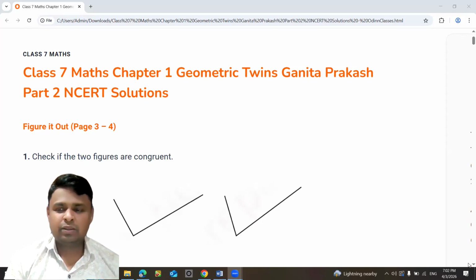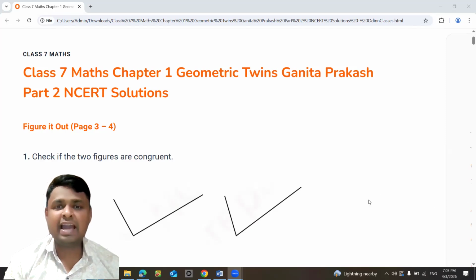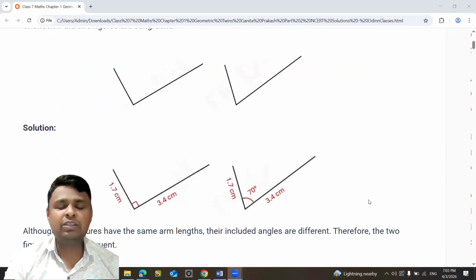So, if you look in the textbook, page number 3 and 4, they have asked us to check if two figures are congruent. Look at these figures. Now, how do we come to know that the figures are congruent or not? First of all, we'll take a scale, measure the length of the sides of this angle and the angle also, and then check whether the sides are equal and angles are equal. Now look at the solution.